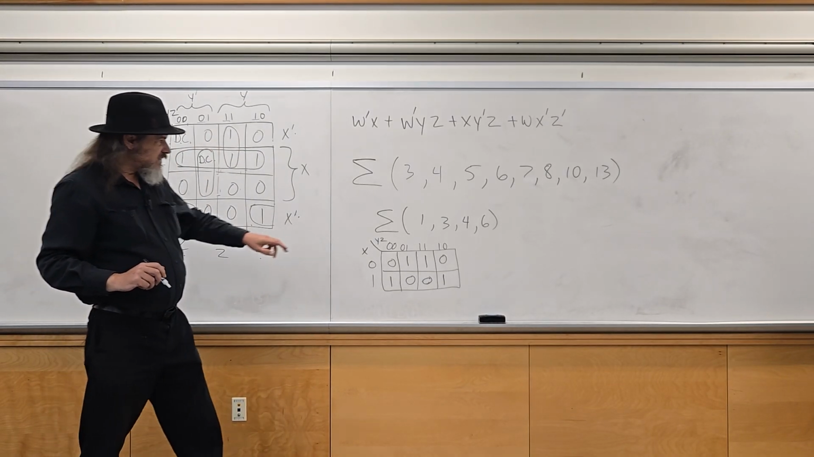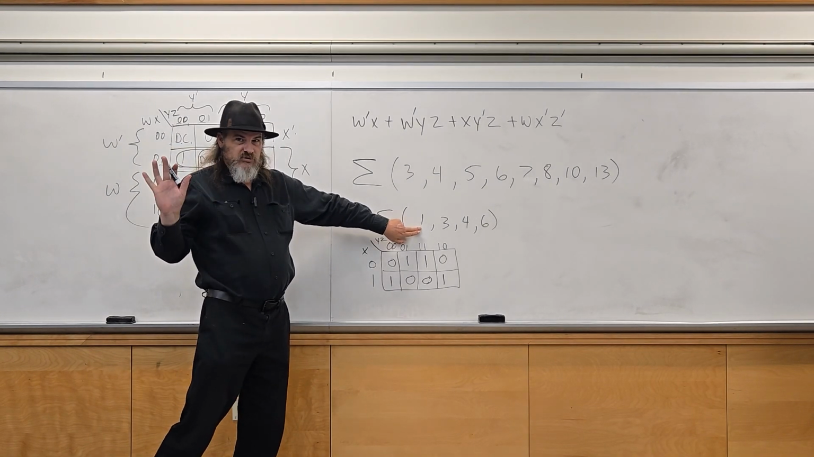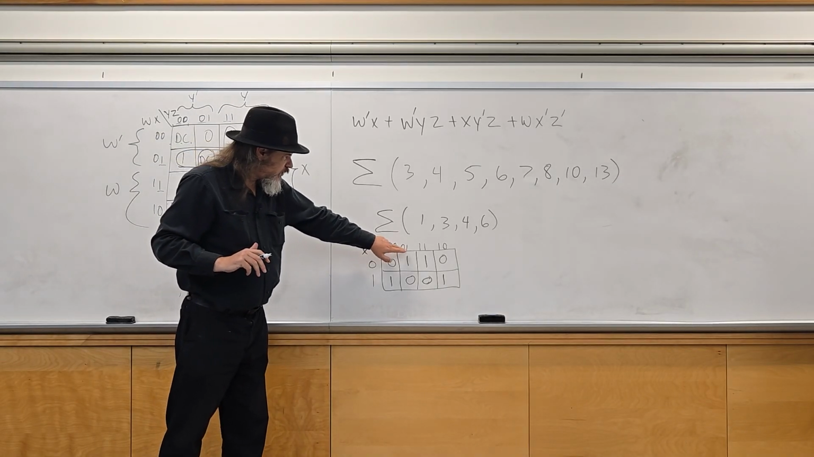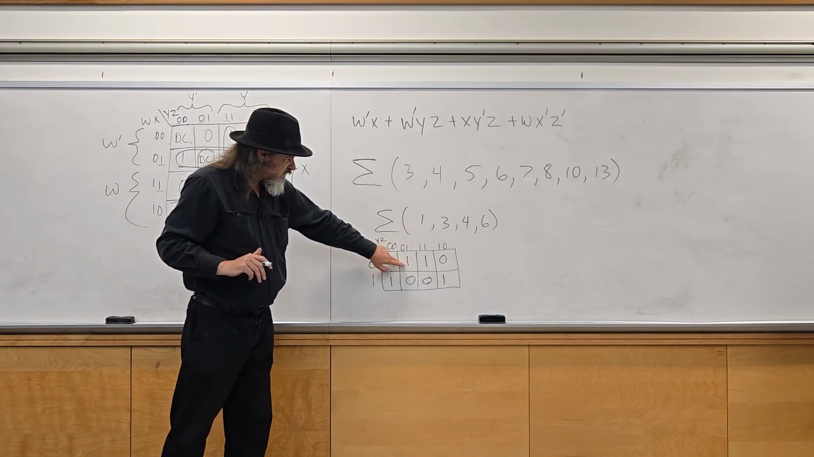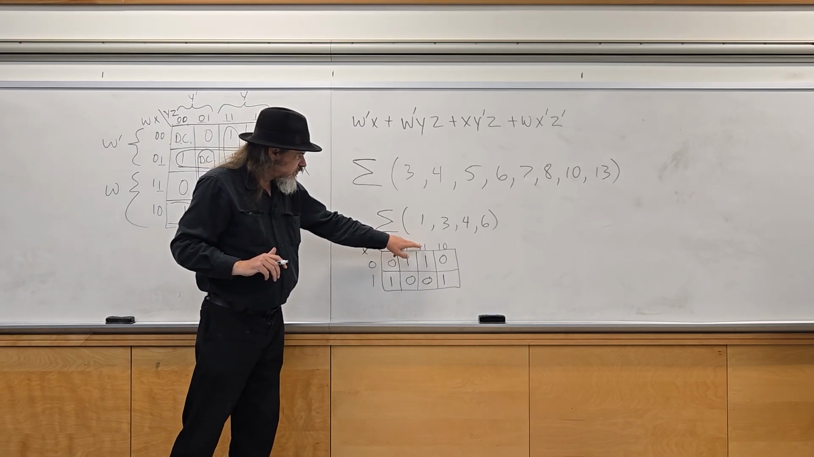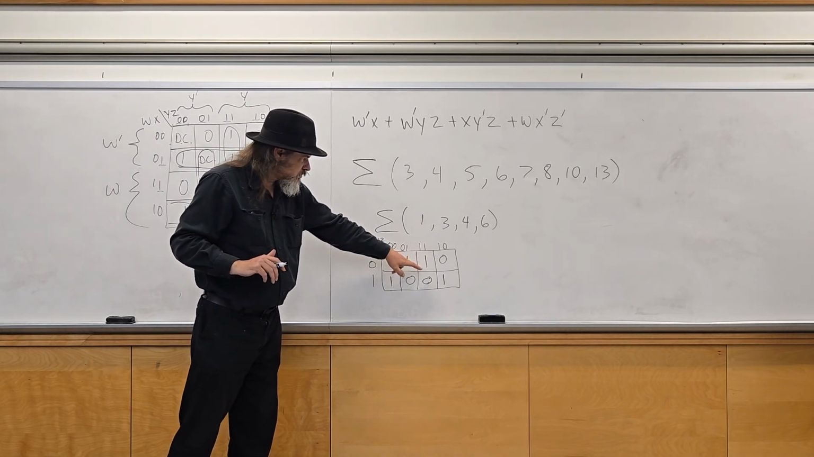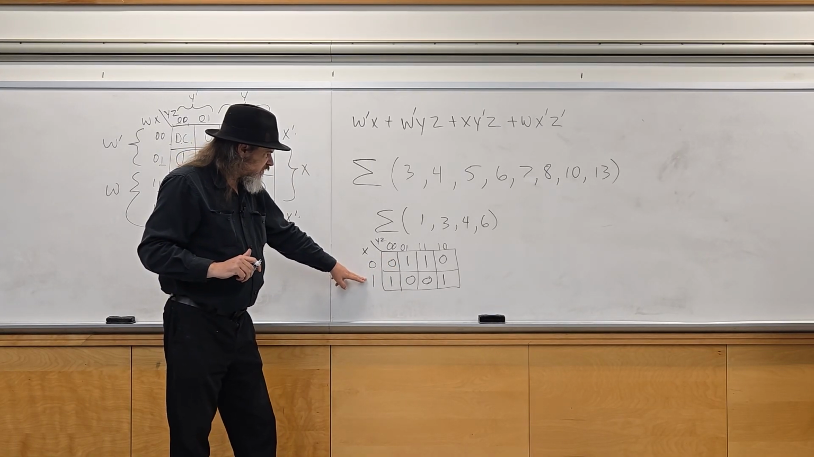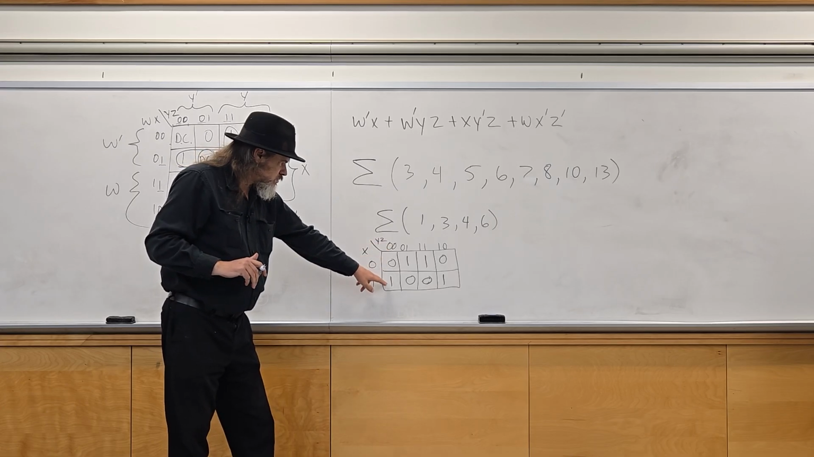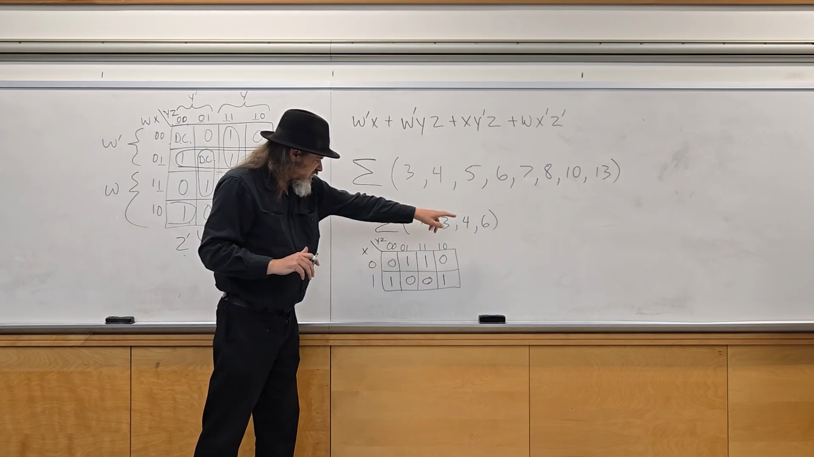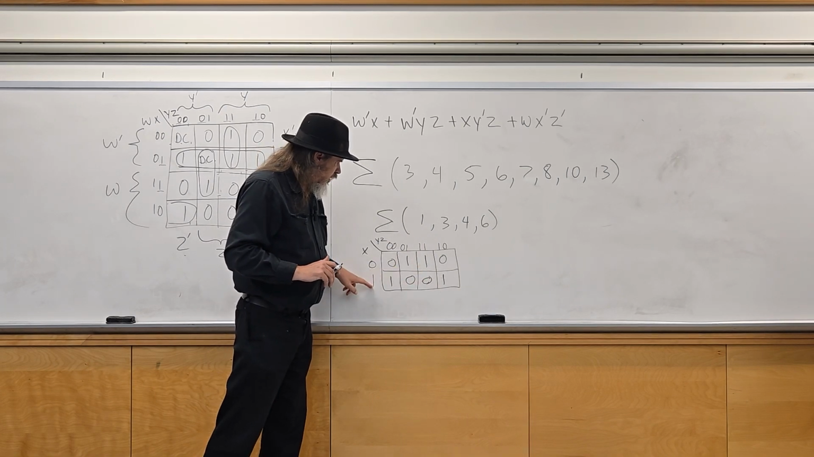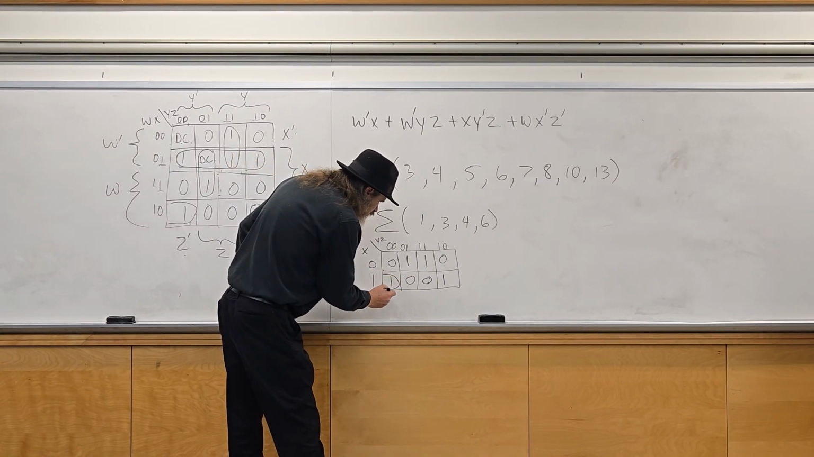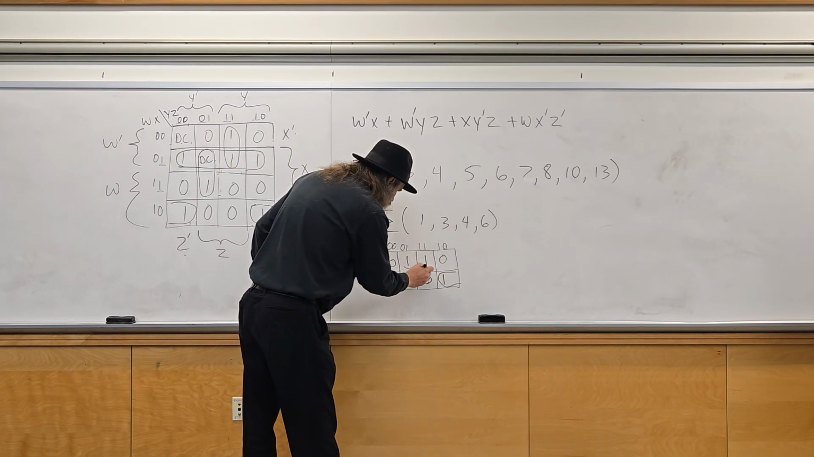See how I did that with converting it to binary? This is why number systems are important. 0, 0, 1 is 1, so a 1 goes there. 0, 1, 1 is 3, a 1 goes there. 4 is 1, 0, 0. And then 6 is 1, 1, 0. And then you would group them like so.